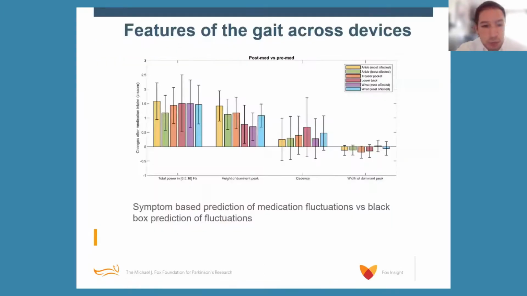So the four most common features are the so-called total power. For those with a signal processing background, this is just you measure the spectrum from 0.5 to 10 hertz. The height of the dominant peak. There is cadence, which has an opposite, weaker effect before and after medication, and the width of the dominant peak. But by far, what we can say is definitely after medication, you have lower power in your gait if everything is normal. And if you have higher power in your gait, it means you have symptoms. Same goes for the height of the dominant peak and less for cadence and the others.